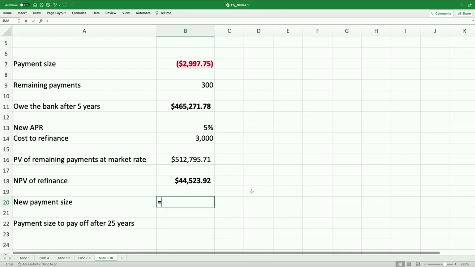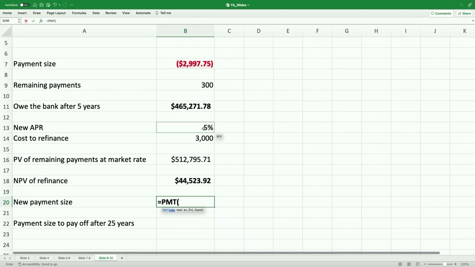Okay, so now we owe B of A $465,271.78 at this new 5% rate. So what would our payments be? And remember, just so you know, when you refinance, you start over in terms of the number of payments. So you're going to take out a new 30-year mortgage, aka you start over with 360 payments to make.